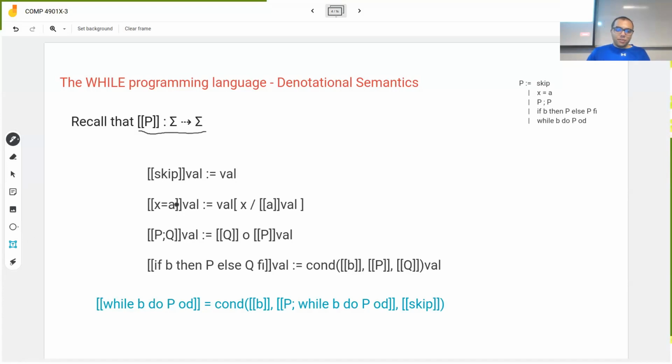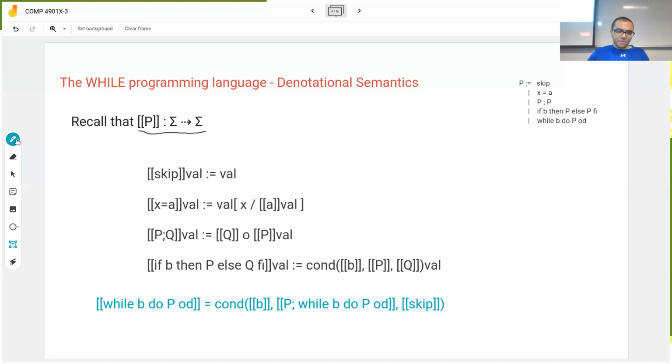Okay. So first, we want to give meaning to the program skip. That's the easiest part, right? Intuitively, we said that skip doesn't do anything. So the meaning of skip at an initial input, at an initial state val, is just going to be val. So another way of looking at this is that if my initial state is val and I run skip, it will terminate and the final state would be val, right?